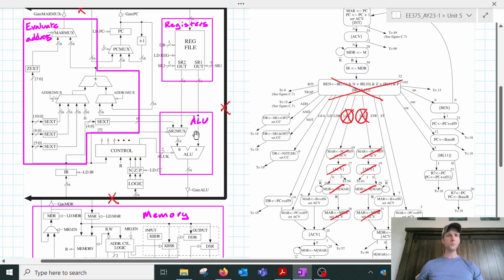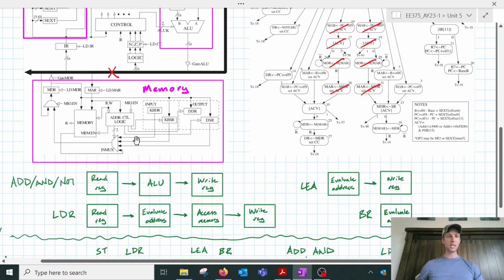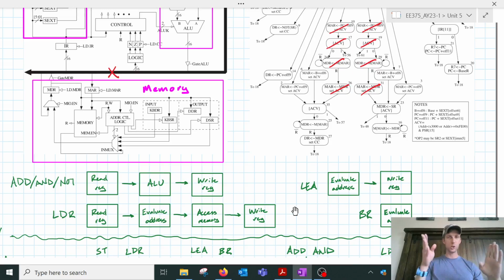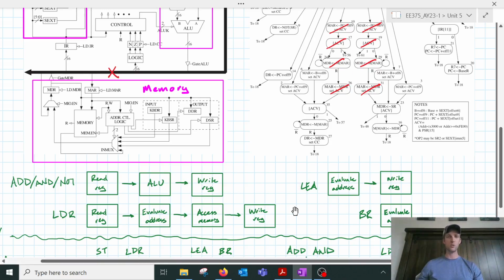Okay, so part of the way that I got to these four sections was in thinking through each of my instructions in my LC3 and asking, what happens in each step of the processing of this instruction? Which components, which sections are used? So you can see here, starting with my operating instructions, add, and, not.